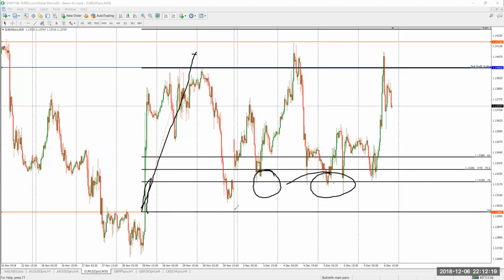Remember the GBP USD trade? The same move that is happening on Euro USD is the same thing that's happening on GBP USD. Let me go to the cable chart.